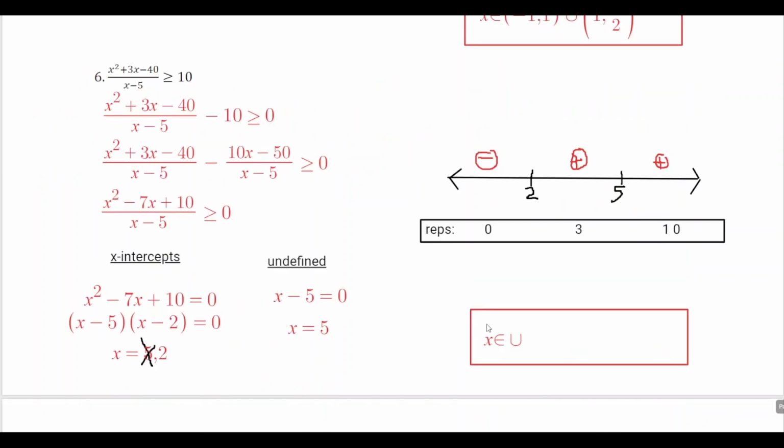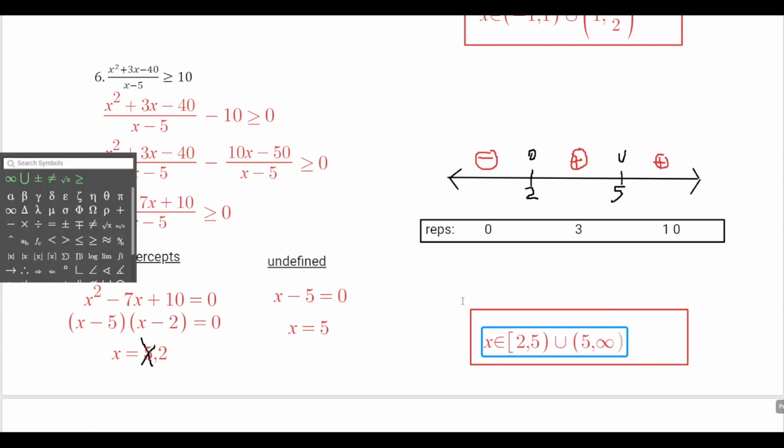So let's go ahead and write our solution set here. We're trying to find where it's greater than or equal to 0. It is going to be equal to 0 when x equals 2, but not when x equals 5. So at 2 we do have a 0, and at 5 it's undefined. My solution set is going to be from 2 to 5, and from 5, we don't want to include 5 because it's undefined there, to infinity. All right, so there is number 6.